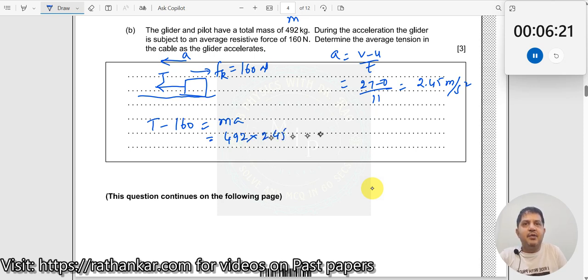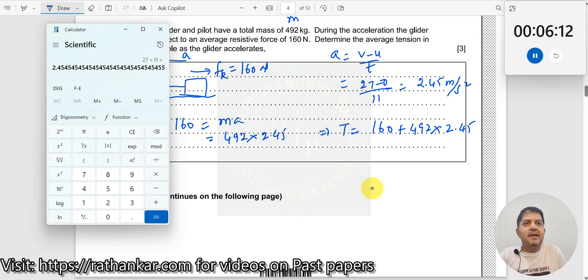Therefore the value of T should be 160 plus 492 multiplied by 2.45. When I do this, how much do I get? I made a mistake here. Let me do it once again. 492 multiplied by 2.45 plus 160 is equal to 1365.